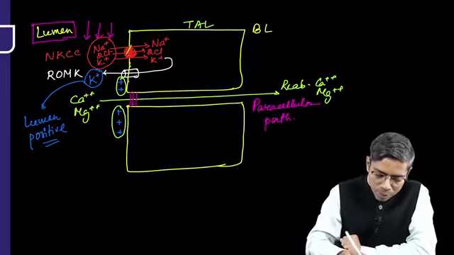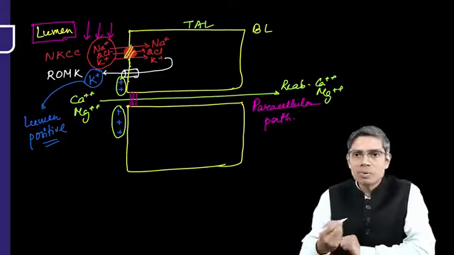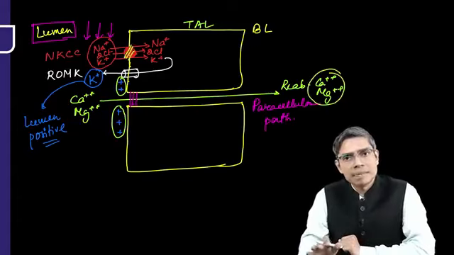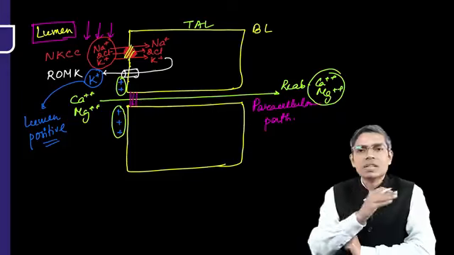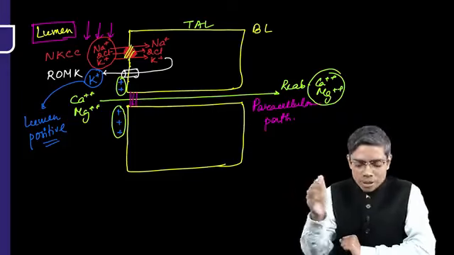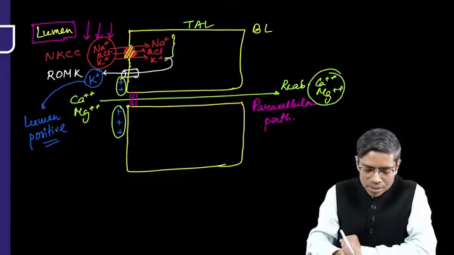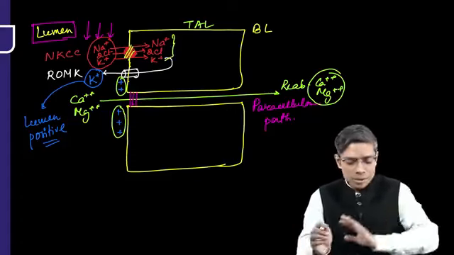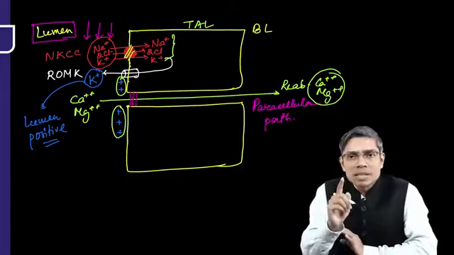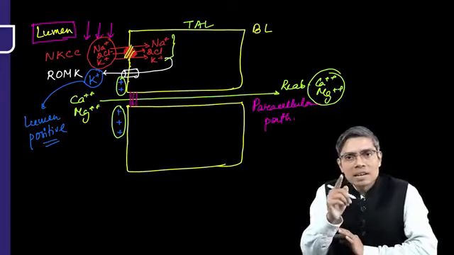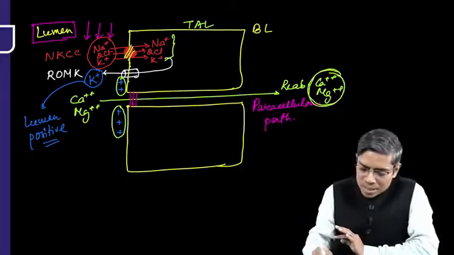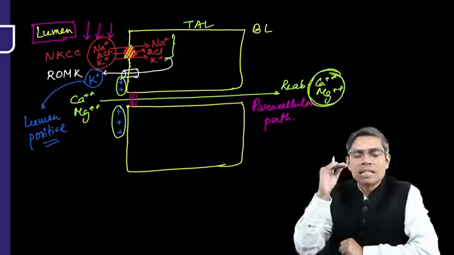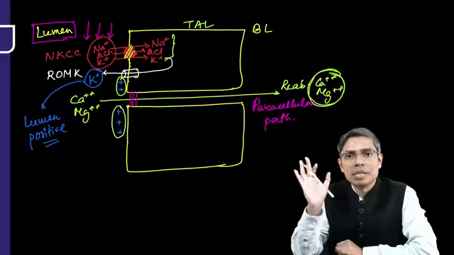That's why if you block this NKCC transporter by furosemide, your calcium and magnesium reabsorption will be decreased. Because if you block this, then sodium, potassium and chloride are not going to enter the cell, and if they are not entering, then potassium will not diffuse back into the lumen, it will remain in the lumen. So we all know that furosemide diuretics, which block this NKCC transporter, are responsible for decreased calcium and magnesium reabsorption from the TAL. More calcium and magnesium will be lost in the urine.